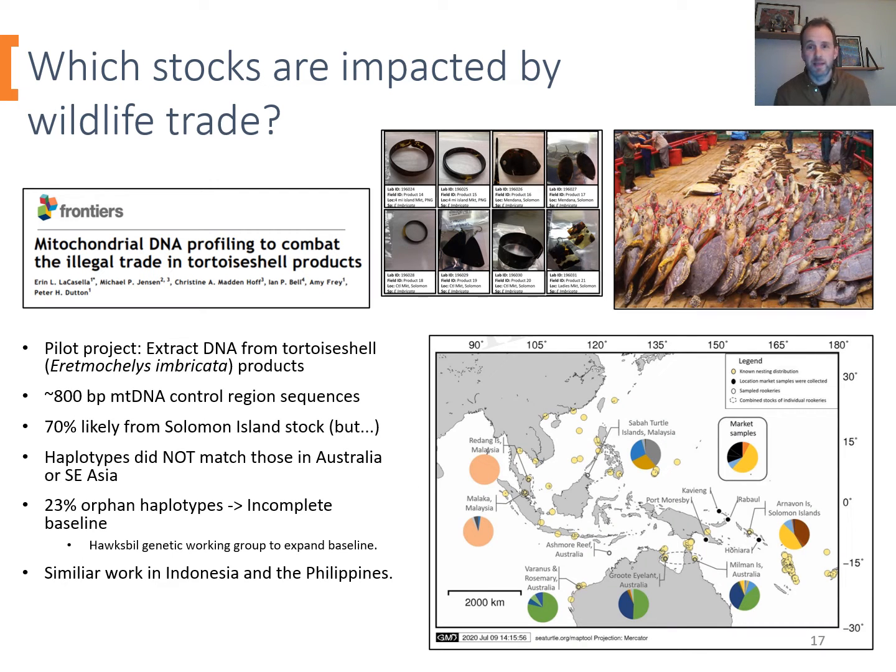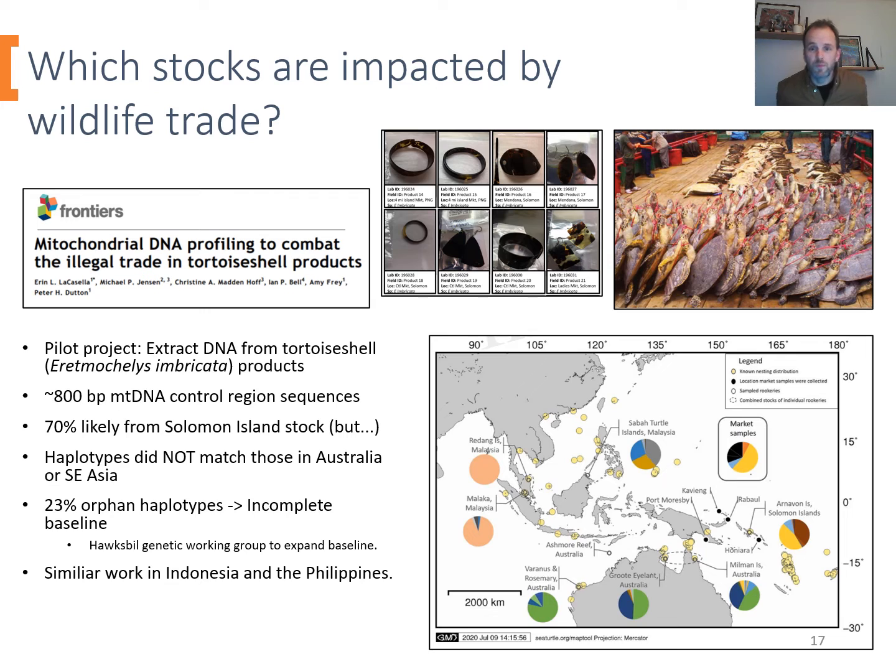Another great example is how we can use these methods to tackle the illegal trade in turtle products. Hawksbill turtles in particular have been and still are heavily exploited for their shell to make tortoiseshell products like these ones. So this paper is hot off the press, and the aim was to see if we could extract DNA from tortoiseshell products sold at markets in Papua New Guinea and the Solomon Islands, in order to find out which nesting stocks the turtles came from.